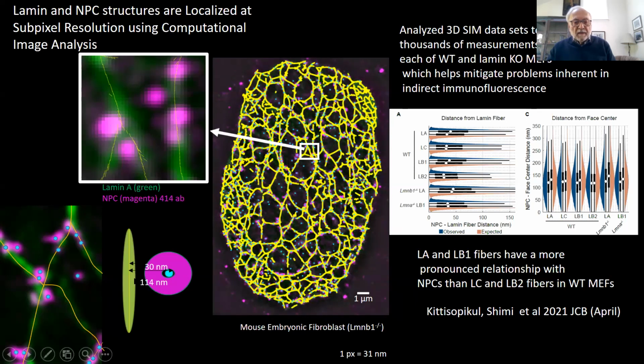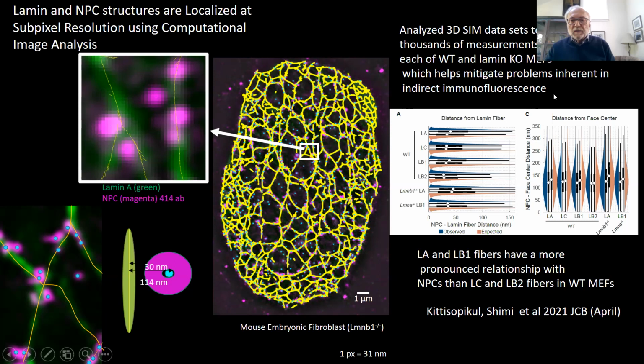So we never see them actually touching or overlapping. And the center to center spacing between the center of the fiber and the center of the pore is about 114 nanometers. Once we learned how to do this in the expanded meshworks of knockout MEFs, we have been able to do it in wild type MEFs.